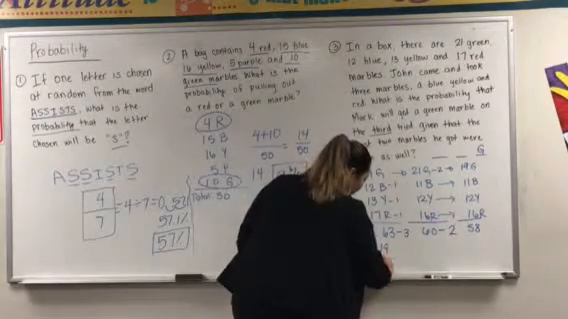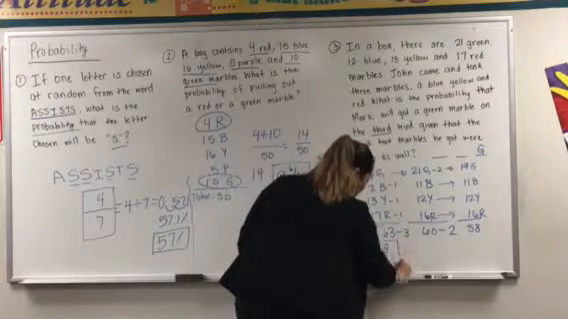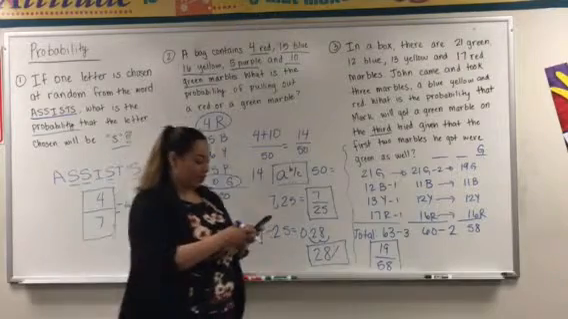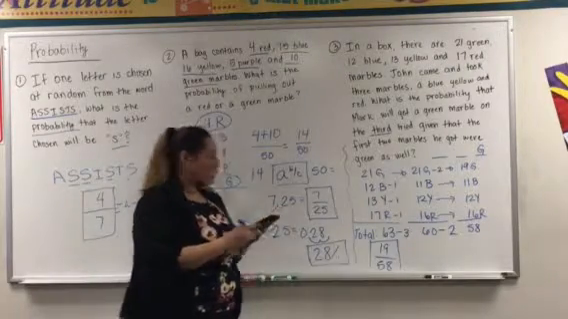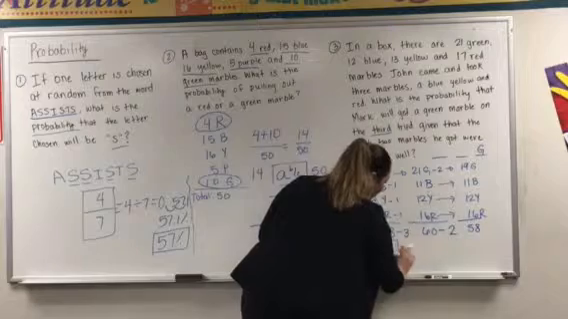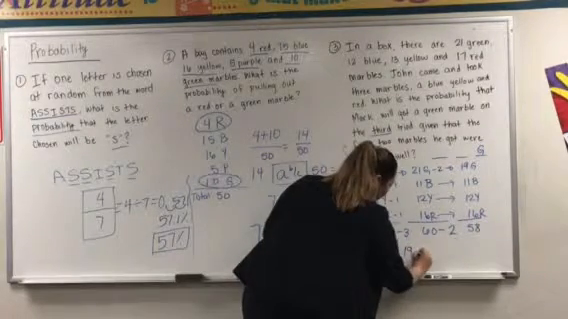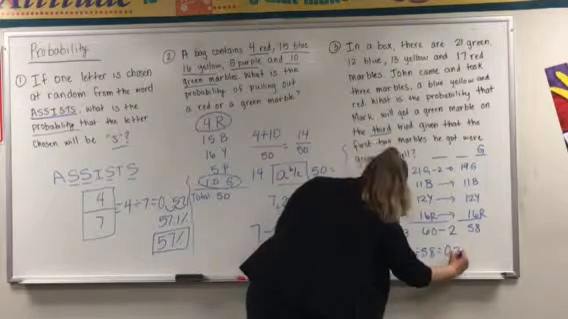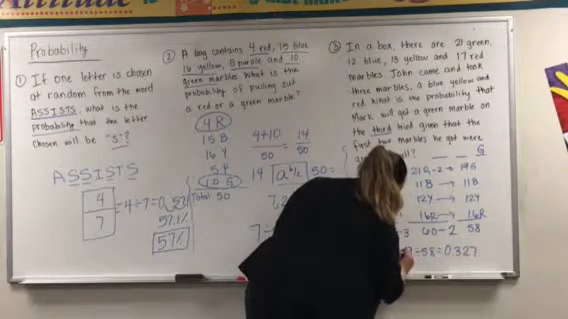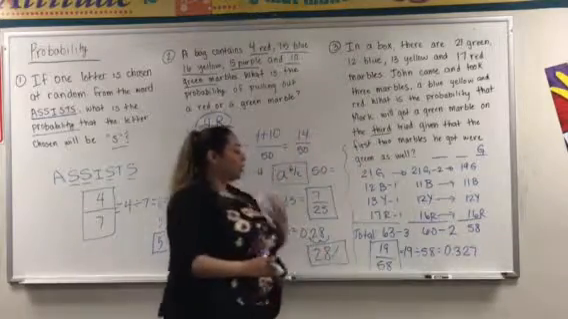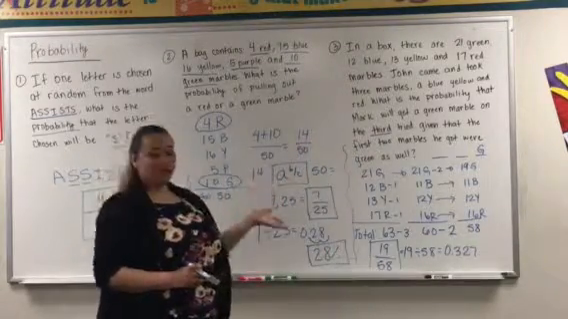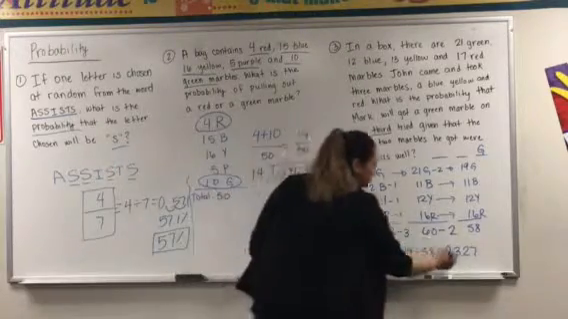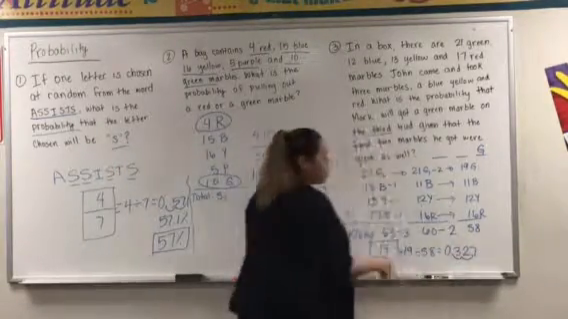So 19 over 58. Now we're going to change this into a percent. Remember how to change it to percent. Just put it into the calculator. 19 divided by 58 equals 0.327. So remember, we always want to get the 3 numbers after the decimal, because in this case, we're going to have to round up, because if we move the decimal over twice, it gives us 32.7%.